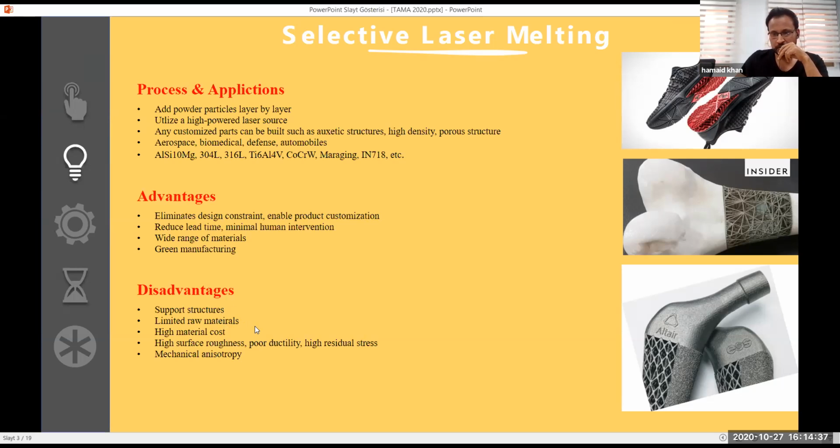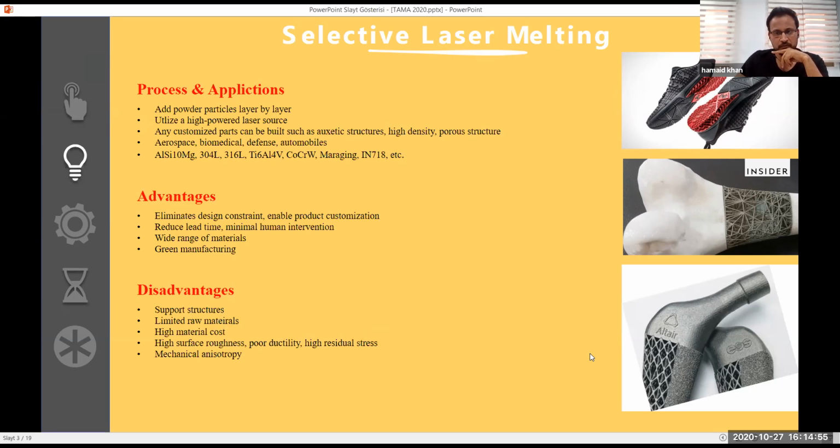and limited raw materials in the production of selective laser melting materials. This is one of a few of the disadvantages. And it's also not very useful in mass production, because in that case it will take a lot of lead time, and high material costs are there.